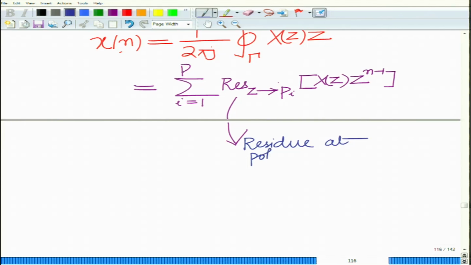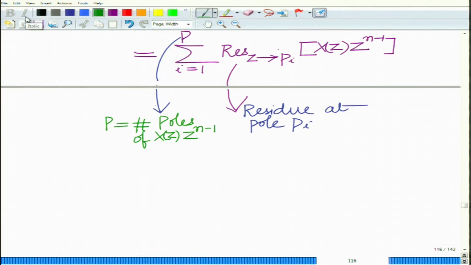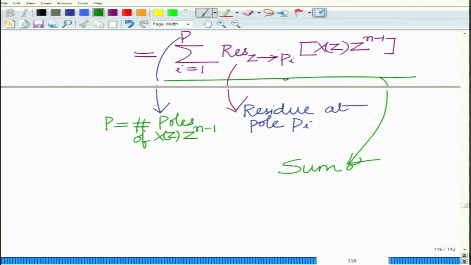This is the residue at pole p_i, and this quantity P equals the number of poles of X(z) z^(n-1). Therefore, this is basically the sum of all the residues evaluated at the poles, the summation over all residues at the poles of X(z) z^(n-1).